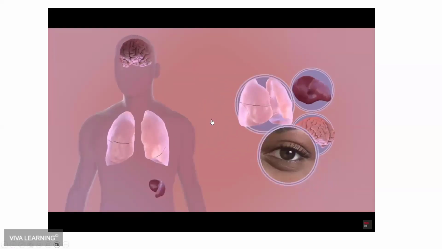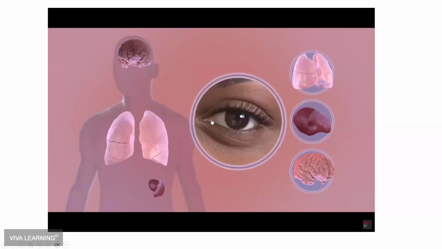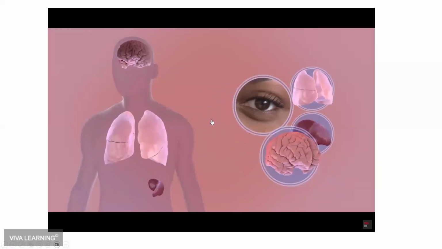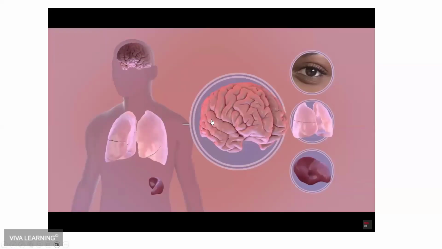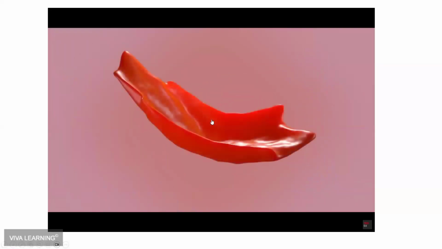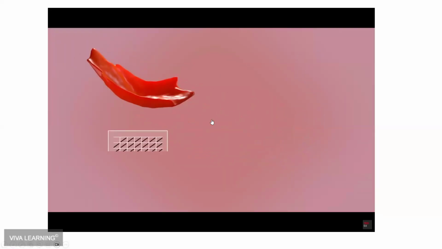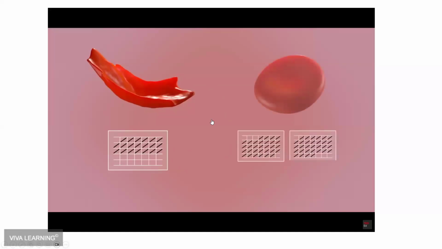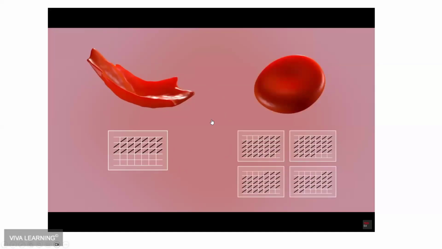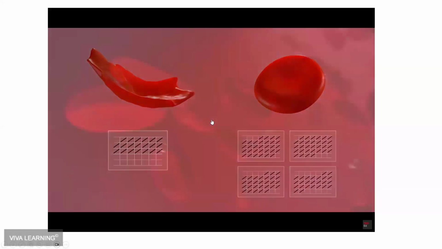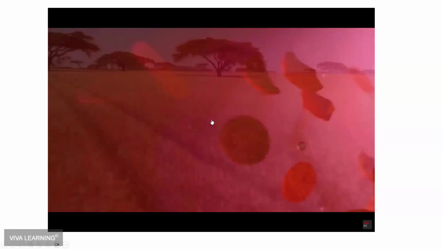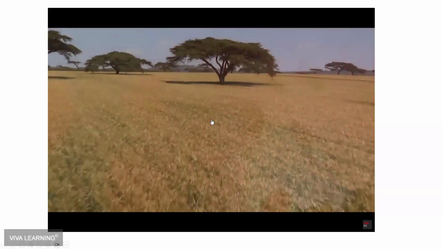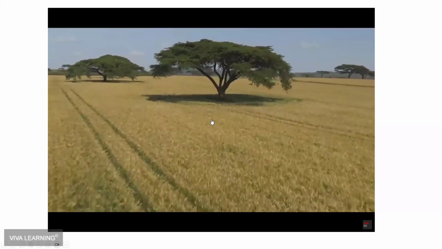A clog near the eye can cause vision problems and retinal detachment. And if the obstructed vessels supply the brain, the patient could even suffer a stroke. Worse still, sickled red blood cells also don't survive very long, just 10 or 20 days, versus a healthy cell's 4 months. This short lifespan means that patients live with a constantly depleted supply of red blood cells, a condition called sickle cell anemia.